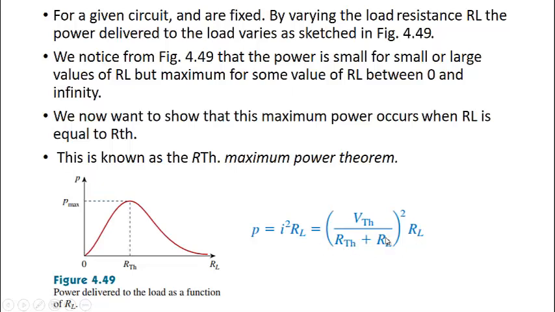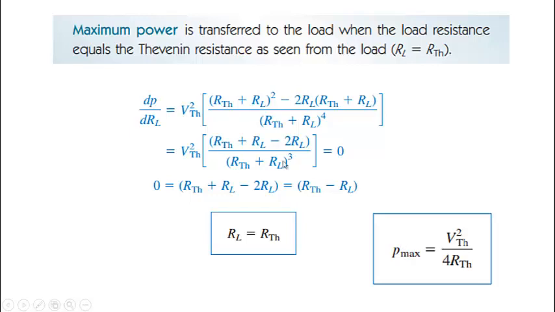So by differentiating this equation with respect to RL, we'll get this. Keeping this VTH as a constant term, the numerator is RL, and the differentiation of RL will be 1. Minus RL times the differentiation of the denominator, which is 2 times (RTH plus RL). This minus is there because of the formula for differentiation of U by V, and then the denominator is squared, that is (RTH plus RL) squared, raised to the power 4.